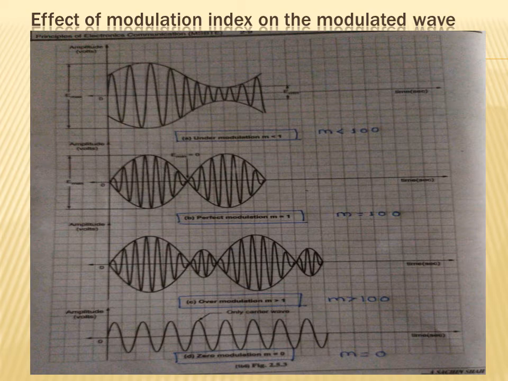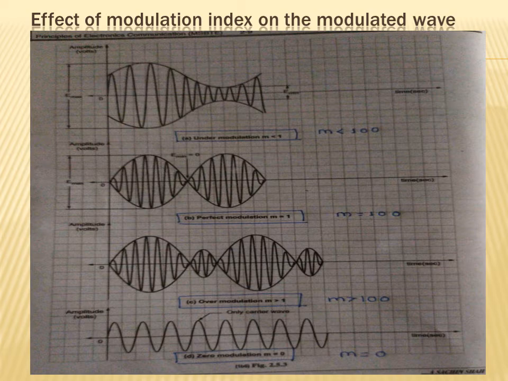The envelope has exactly the same shape as the modulating signal, hence it is called linear modulation or under modulation. This under modulation is the perfect condition. Distortion does not take place in this condition.